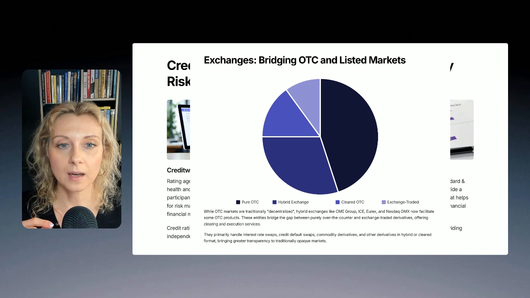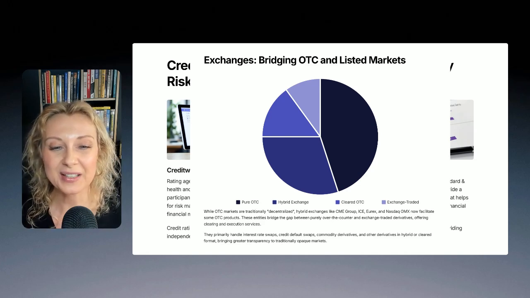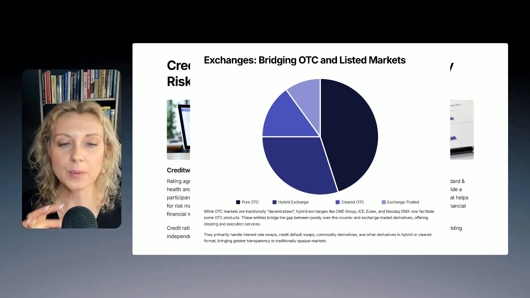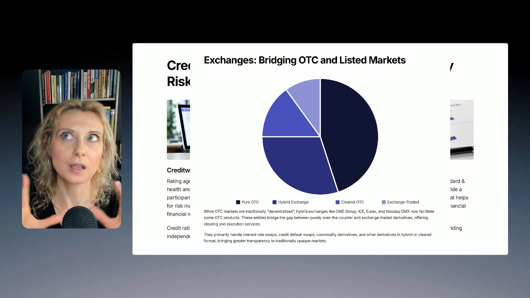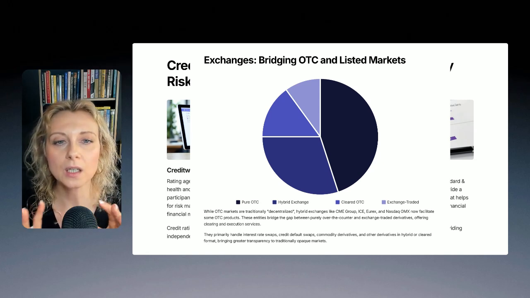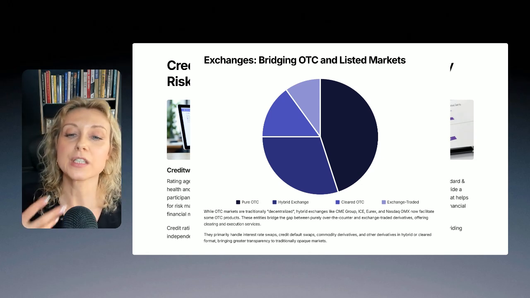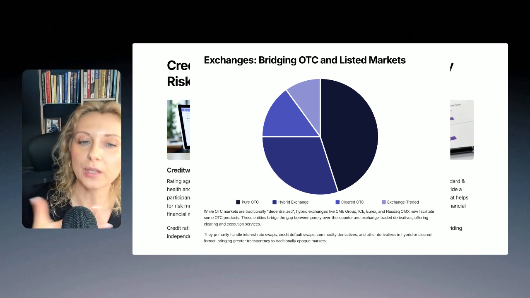Next on the list, we've got exchanges. Sorry, I stopped there because I wasn't sure if I moved the slides. I did. So we've got exchanges. Exchanges kind of bridge between OTC and listed markets. While OTC markets are decentralized, there is a hybrid exchange now that works like CME or ICE or NASDAQ that can facilitate some of the OTC products or can act as intermediary for clearing and execution.